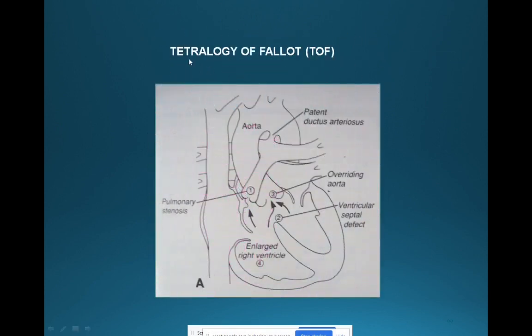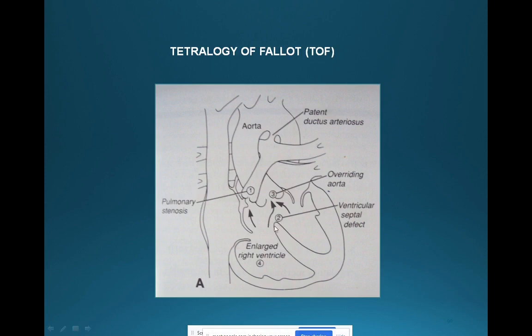Next is a condition known as TOF, tetralogy of Fallot. It usually happens with a ventricular septal defect and problems with the conotruncal septum. Now there are four components. First, there is pulmonary stenosis. This is the pulmonary trunk arising from the right ventricle, and the mouth of it, the proximal part, is stenosed. That area allows less blood. So this is the pulmonary stenosis.